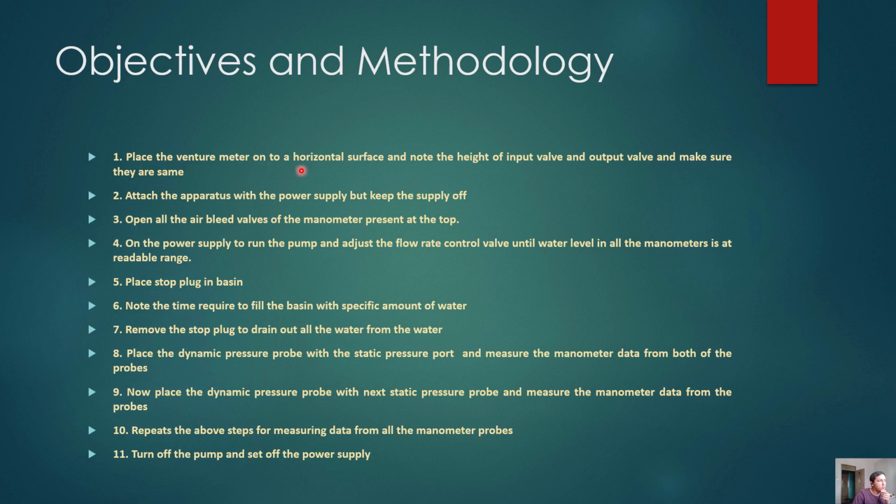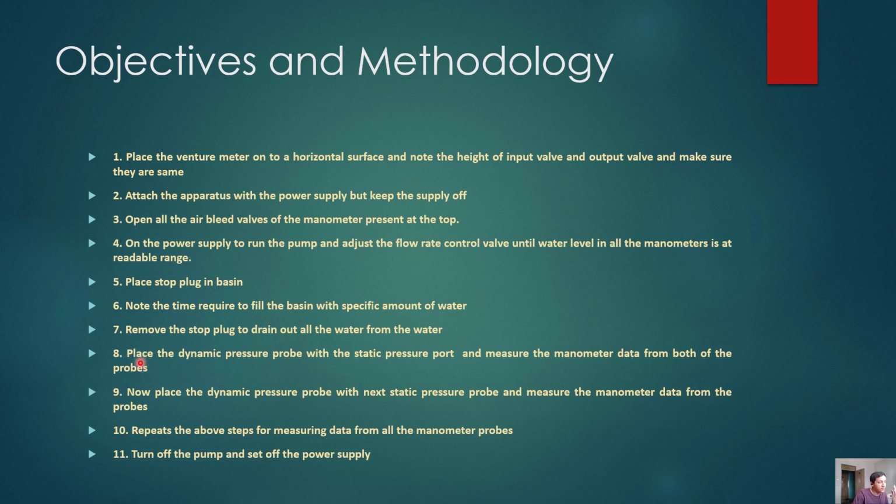So what are the procedures then? First, we place the venturimeter on a horizontal surface. Second, we attach the apparatus to the power supply. Third, we open all the air bleed valves. Fourth, we turn on the power supply to run the pump and adjust the flow rate volume control. Fifth, we place the stop plug in the basin. Sixth, we take note of the time. And seventh, we remove the stop plug to drain all the water.